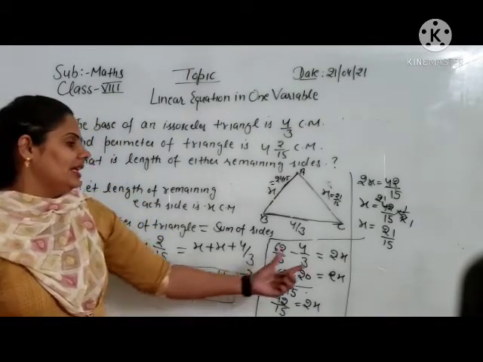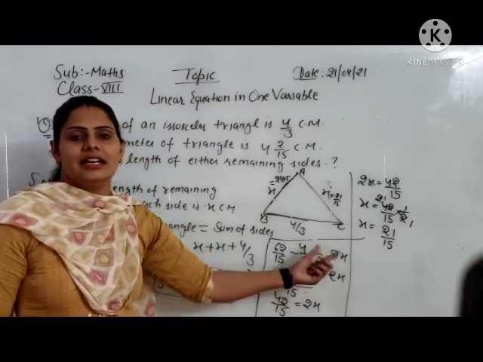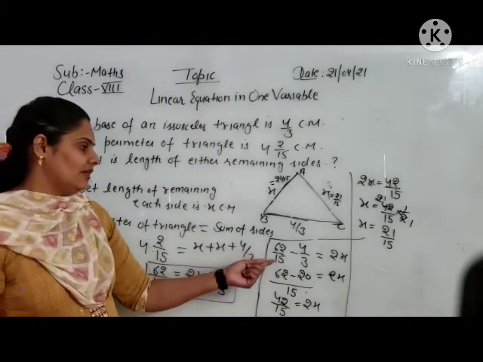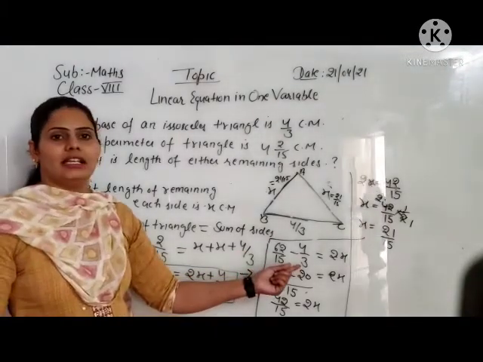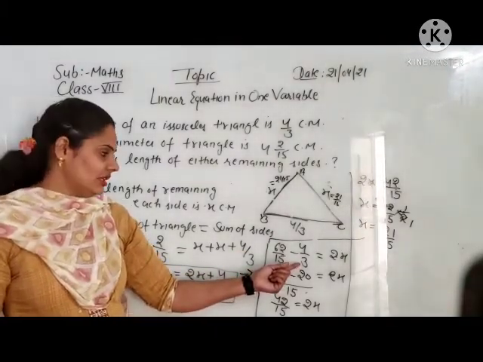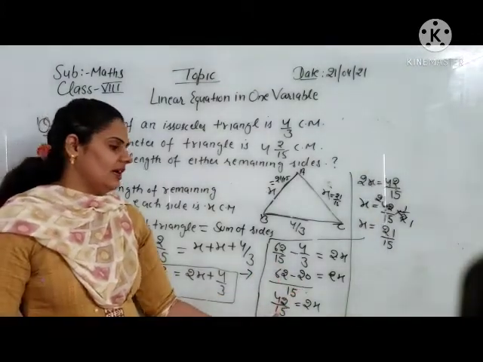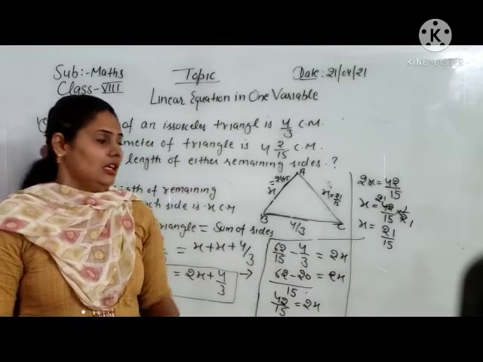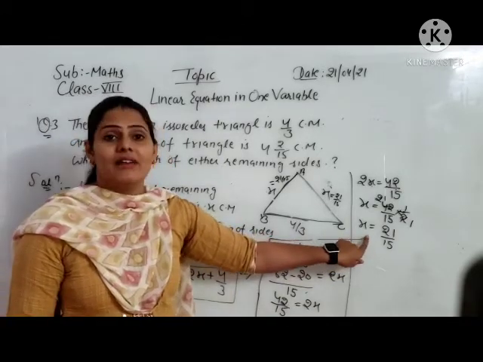Simple: the variable terms you will put on one side and all the numbers on the other side. So 62 upon 15 is already given, and 4 by 3, when you take it to the other side, it will become subtraction. Now you can take the LCM and find the value of x. So x is 21 by 15. This is the value of x.